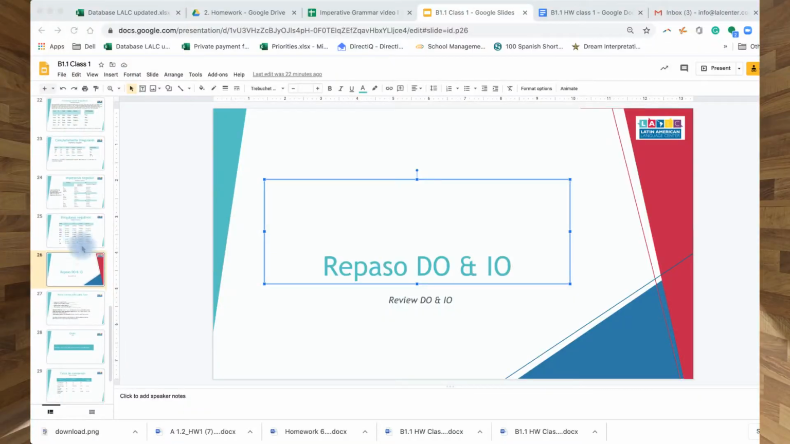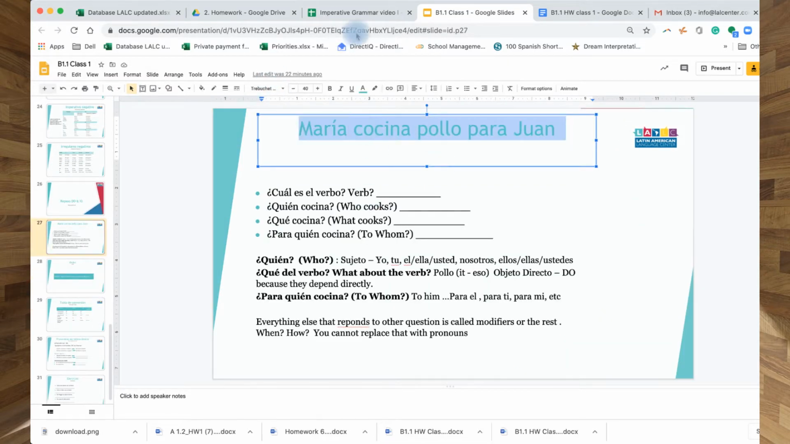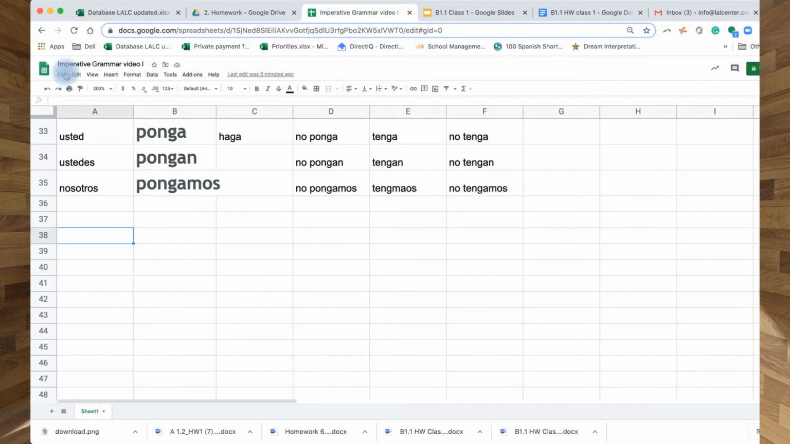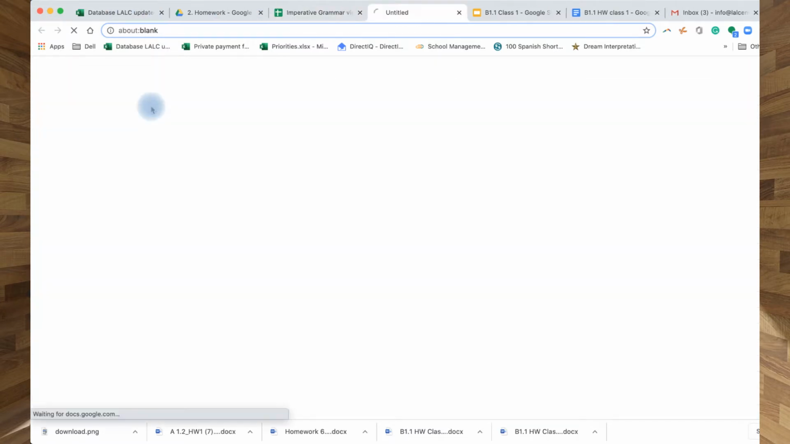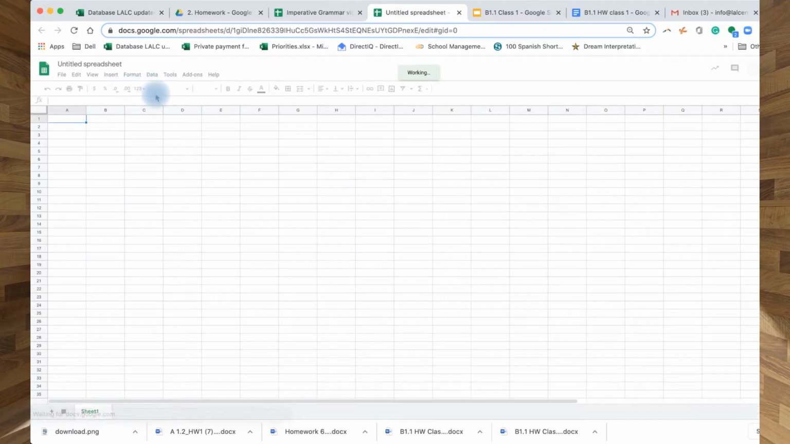First of all, María cocina un pollo para Juan. So remember how you make shorter. I'm just gonna make another file for you, a new one, because I want you to have it in different. I'm gonna send these notes as well, guys, so you can have these notes for the class too. You have to just click the link below.